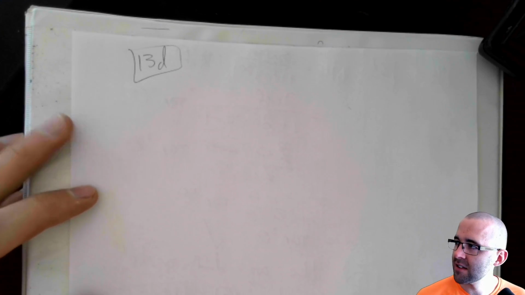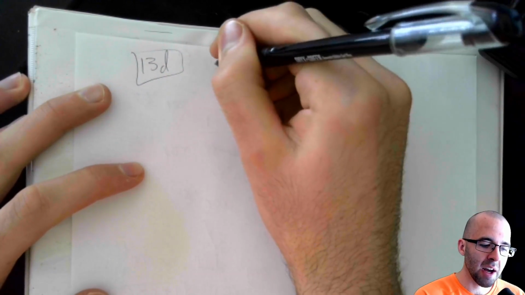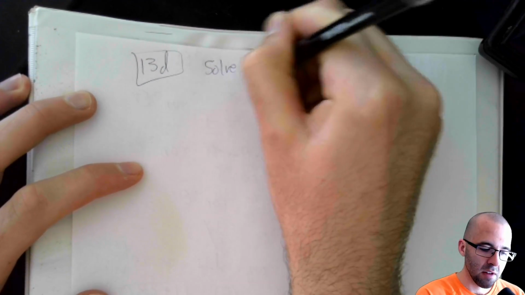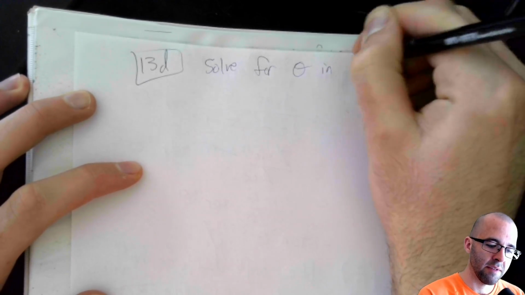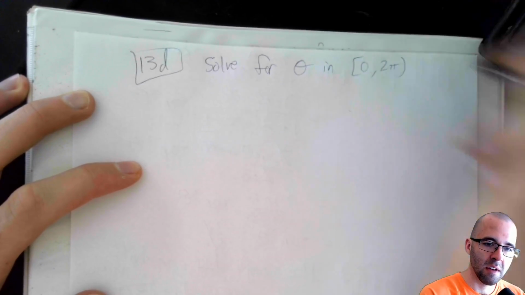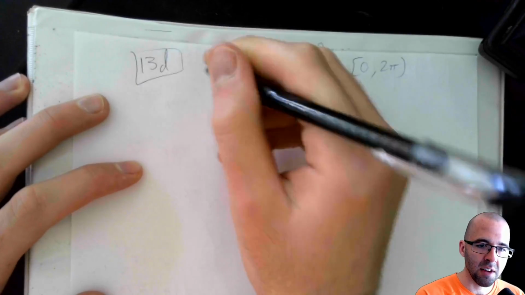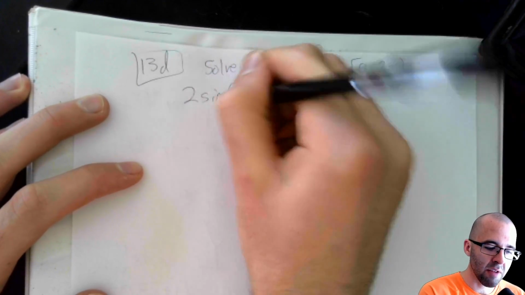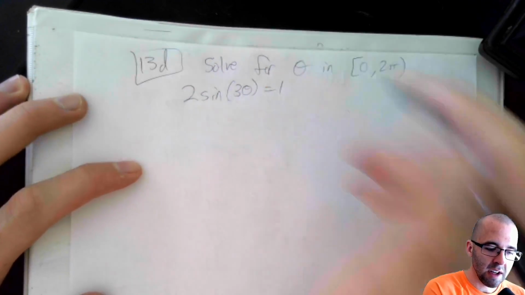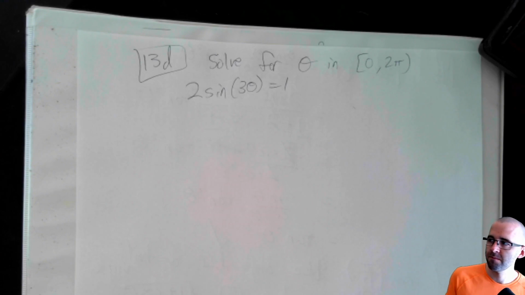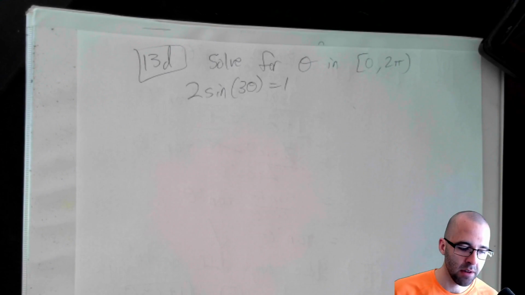13D says solve in 0 to 2 pi. Okay, and the equation is 2 times the sine of 3 theta equals 1. So these ones can be tricky too, right?